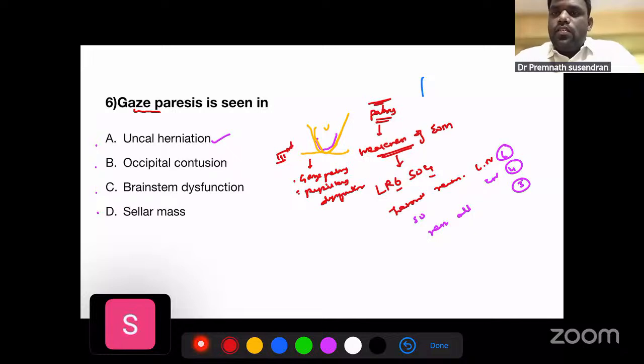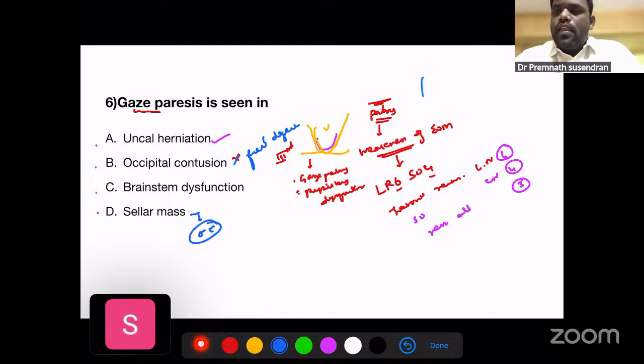In case of occipital contusion, the patient develops field defect, not the gaze palsies. And the sellar mass: when the sellar mass compresses the optic chiasma, the patient again develops bitemporal hemianopia, a field defect.